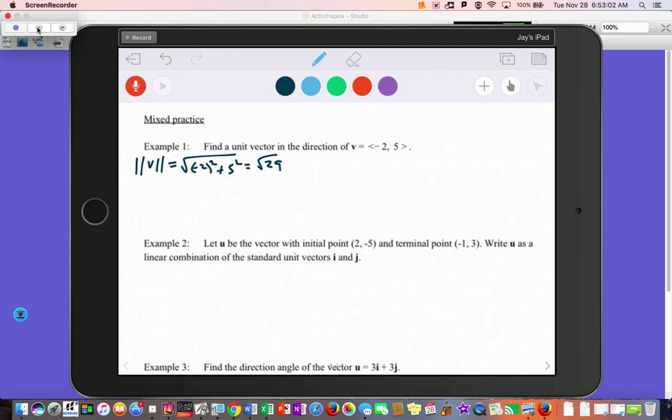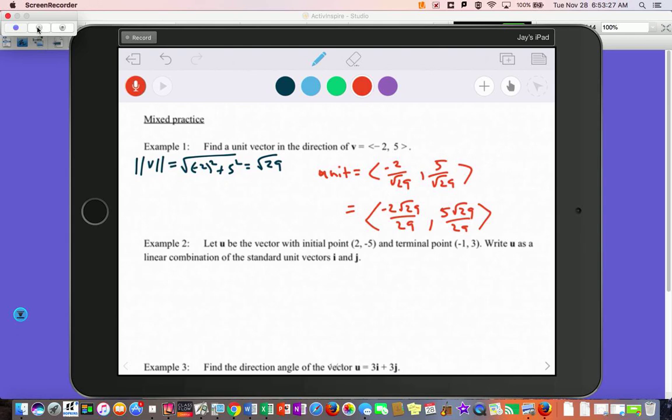And then when I find the unit vector, I can take the negative 2 over the square root of 29 and the 5 over the square root of 29. And I should clean that up by rationalizing both. So that would be negative 2 root 29 over 29 and 5 root 29 over 29.